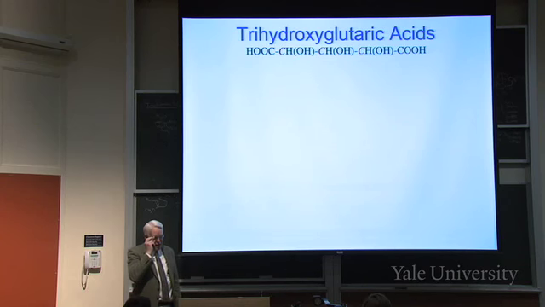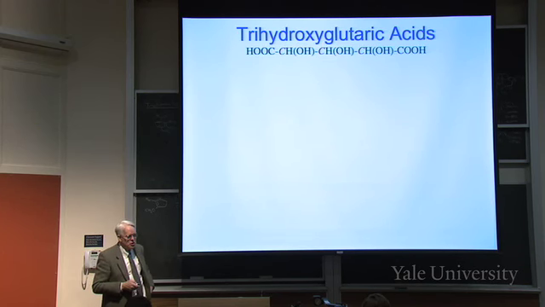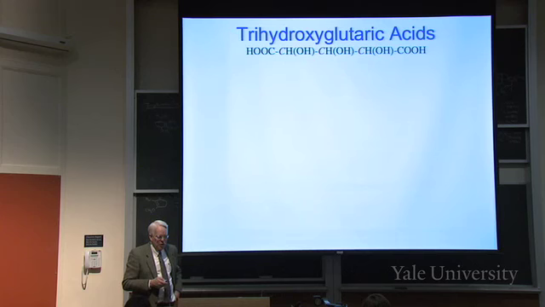Okay? Now let's look at that particular case using Fischer projections. So we have these 3 carbons that might have 4 different things on them.